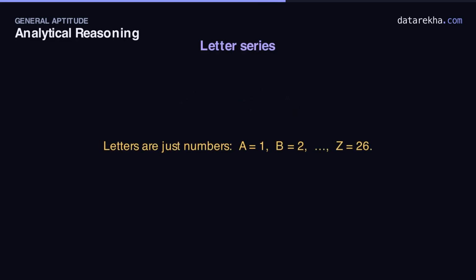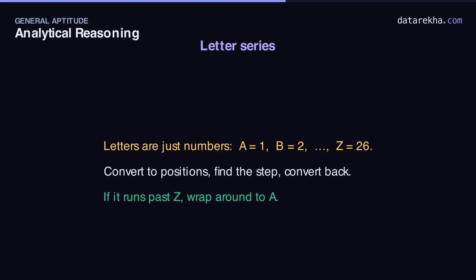Letter series are secretly number series. One line does it. A is 1, B is 2, up to Z is 26. Turn each letter into its position, find the step, turn the answer back into a letter. And past Z, wrap around to A.